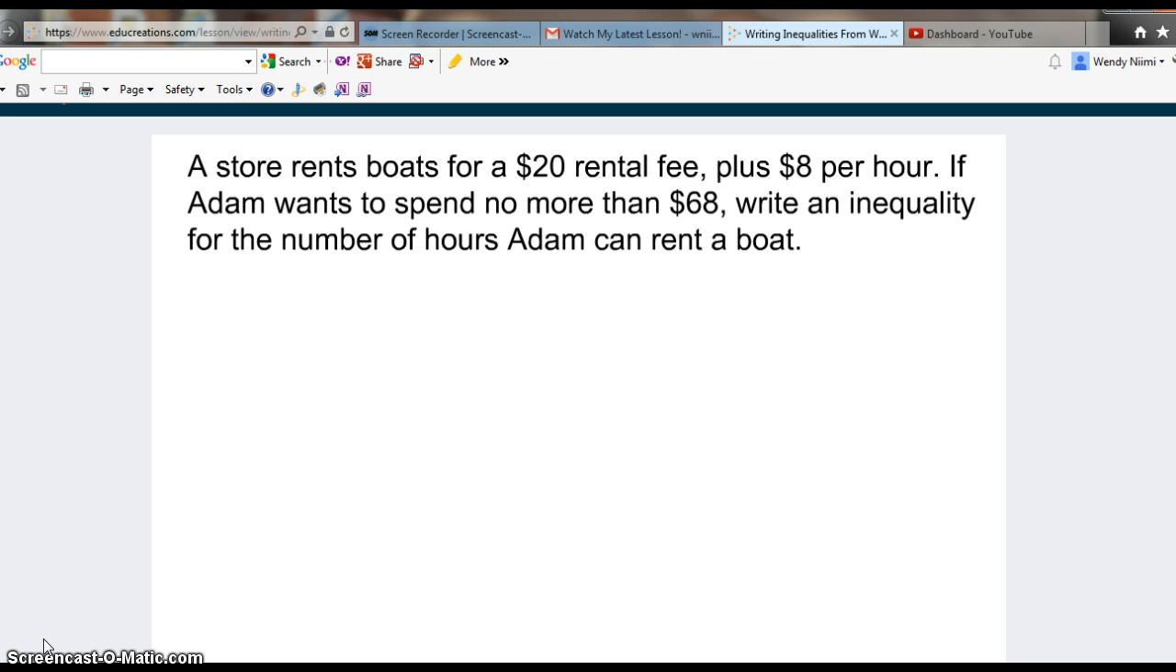All right, you're going to try this problem on your own. A store rents boats for a $20 fee plus $8 per hour. If Adam wants to spend no more than $68, write an inequality for the number of hours Adam can rent the boat. You need to pause the video and solve the problem. When you're done, come back and see how you did on the problem.